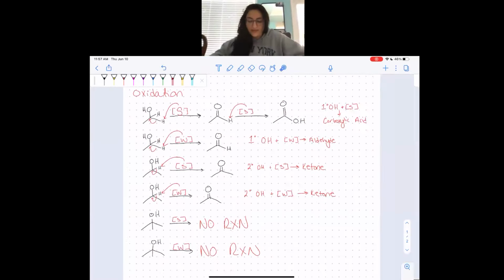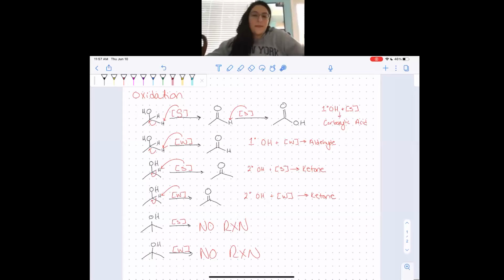So to recap, primary alcohols can either turn into carboxylic acids or aldehydes, depending on whether you have a strong or a weak reagent. And then the secondary will turn into a ketone no matter what you use. And then the tertiary cannot be oxidized no matter what you use.